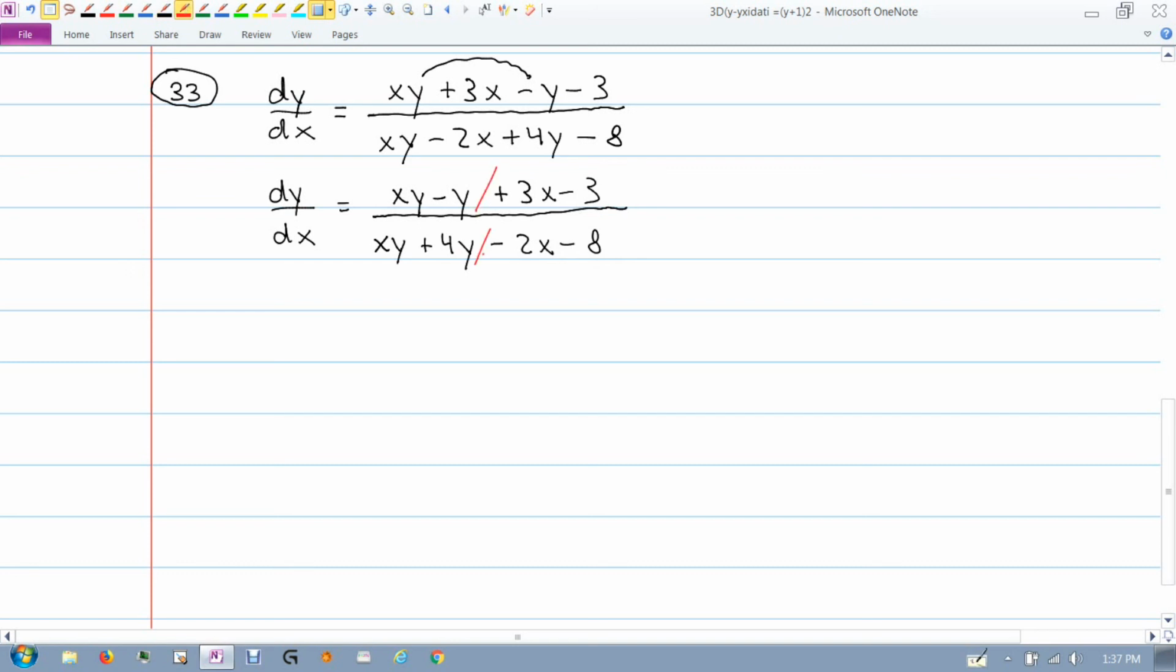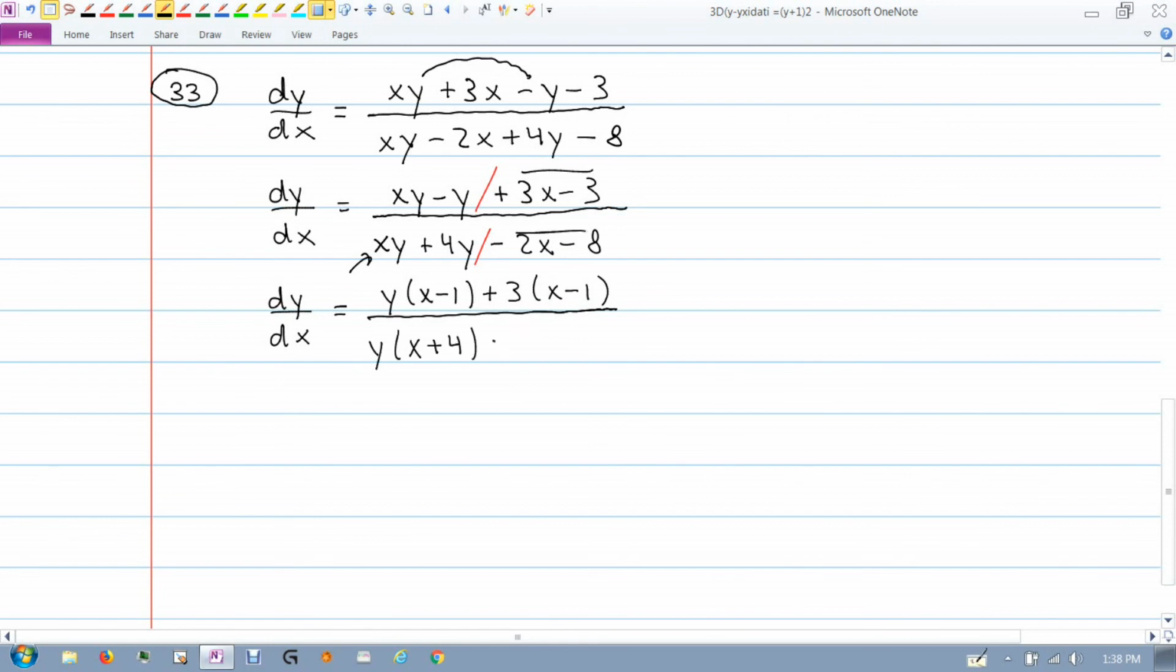I'm going to do grouping on these. On the first 2 terms in that numerator, I pull out a greatest common factor, which would be y. I'd be left with x minus 1. And then on the second 2 terms, I pull out a common factor, which would be 3, and I'm left with x minus 1. And that's exactly what I was hoping to have. On the bottom, same thing. I pull out common factor y, and I get x plus 4. And I pull out a negative 2 out of these two, and I get x plus 4 again.